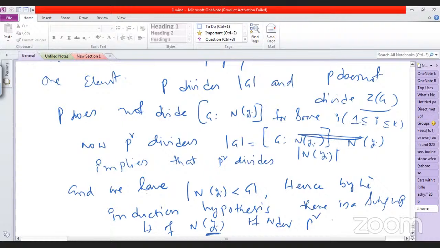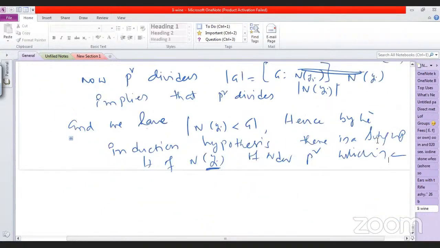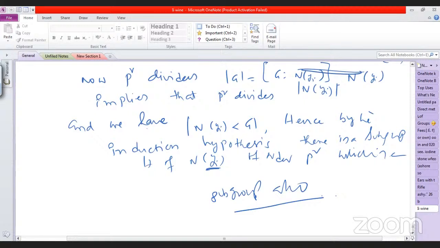Which is a subgroup, or not? Yes, sir. It is a subgroup of G also. So it is because of the conjugacy classes that we are writing the second condition. Okay, sir, any doubts for this one?